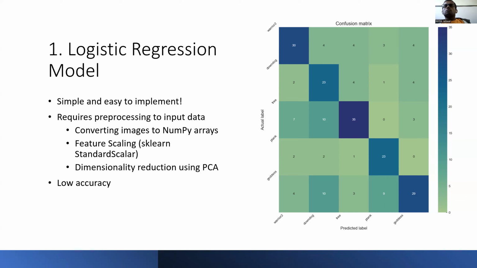On the right, you can see the confusion matrix. It has many misclassifications, and the problem with this model is also, as expected, that it's going to have low accuracy because it's not originally built for image classification problems. And since images have high dimensions, logistic regression is more likely to do a poor job on them.